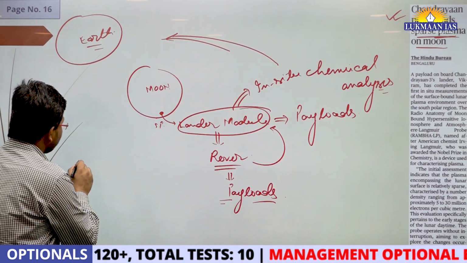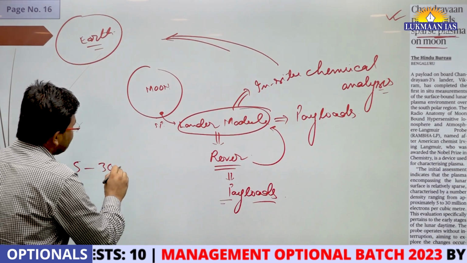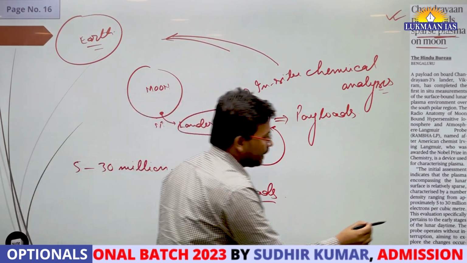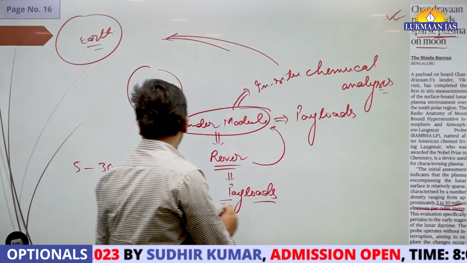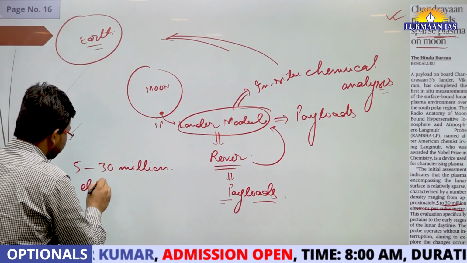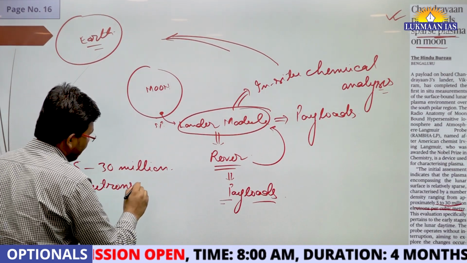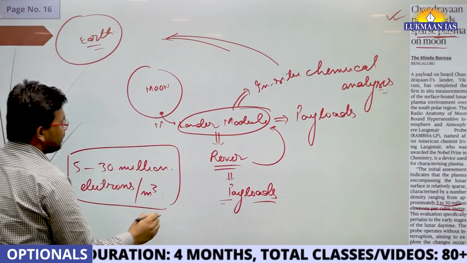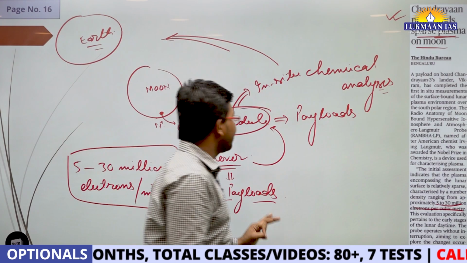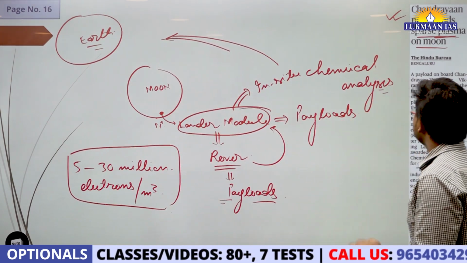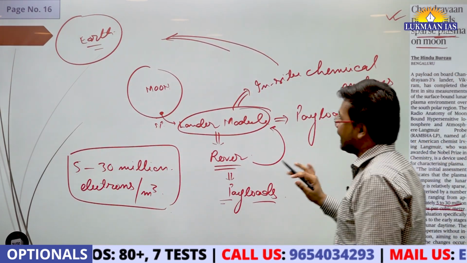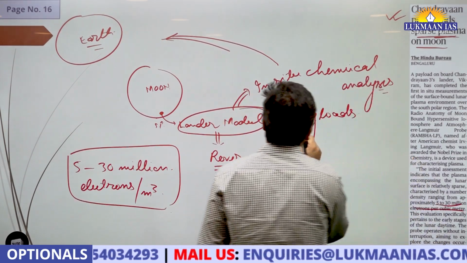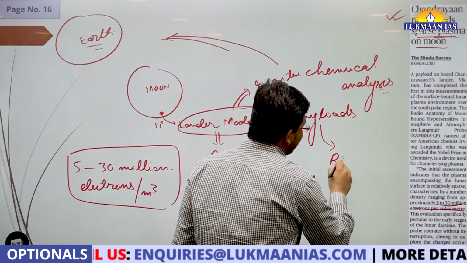So it is like 5 to 30 million electrons per cubic meter. So this much amount of plasma is found on the surface of the moon. So this data, which payload of the lander module has conducted this? The name of this module is known as the Rambha module.